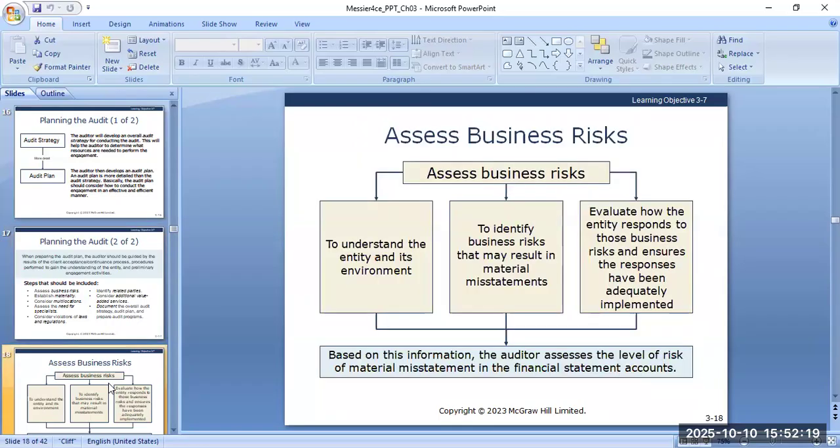How are we going to assess the business risk? By understanding the entity and the entity environment, or the business environment that the entity is working in, by identifying the business risk that may result in material misstatement.